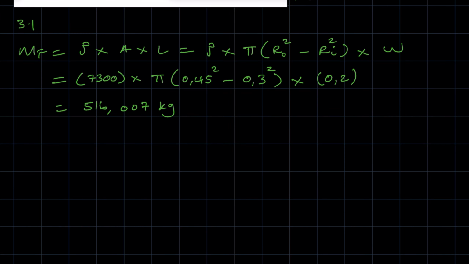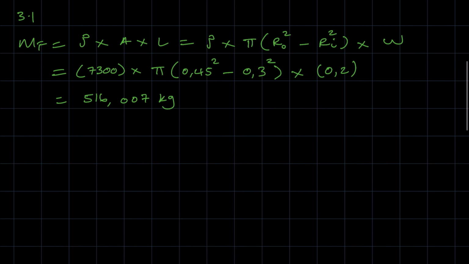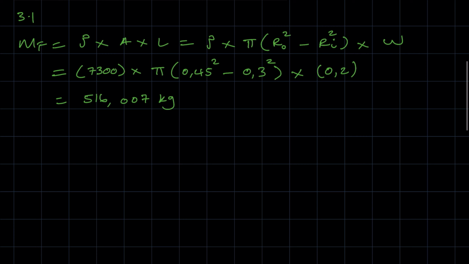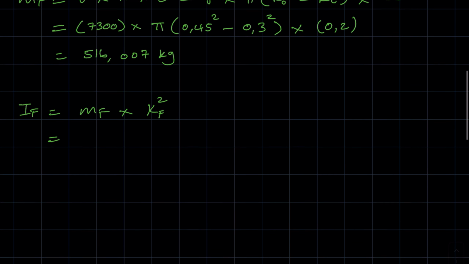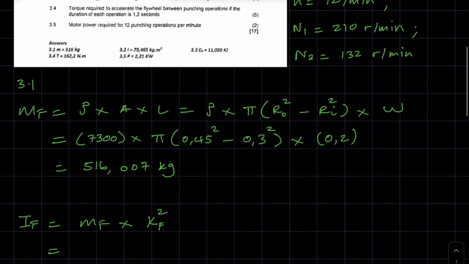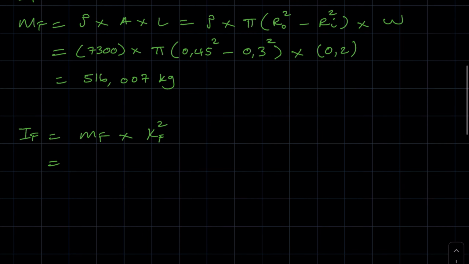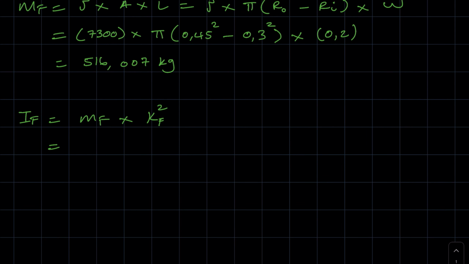Now let's look at 3.2, the moment of inertia of the flywheel. To get the moment of inertia, the moment of inertia of the flywheel will be equal to the mass of the flywheel times the radius of gyration squared. Now this part of the flywheel in particular is circular. And how do we get the radius of gyration squared for a part in a flywheel that is circular?